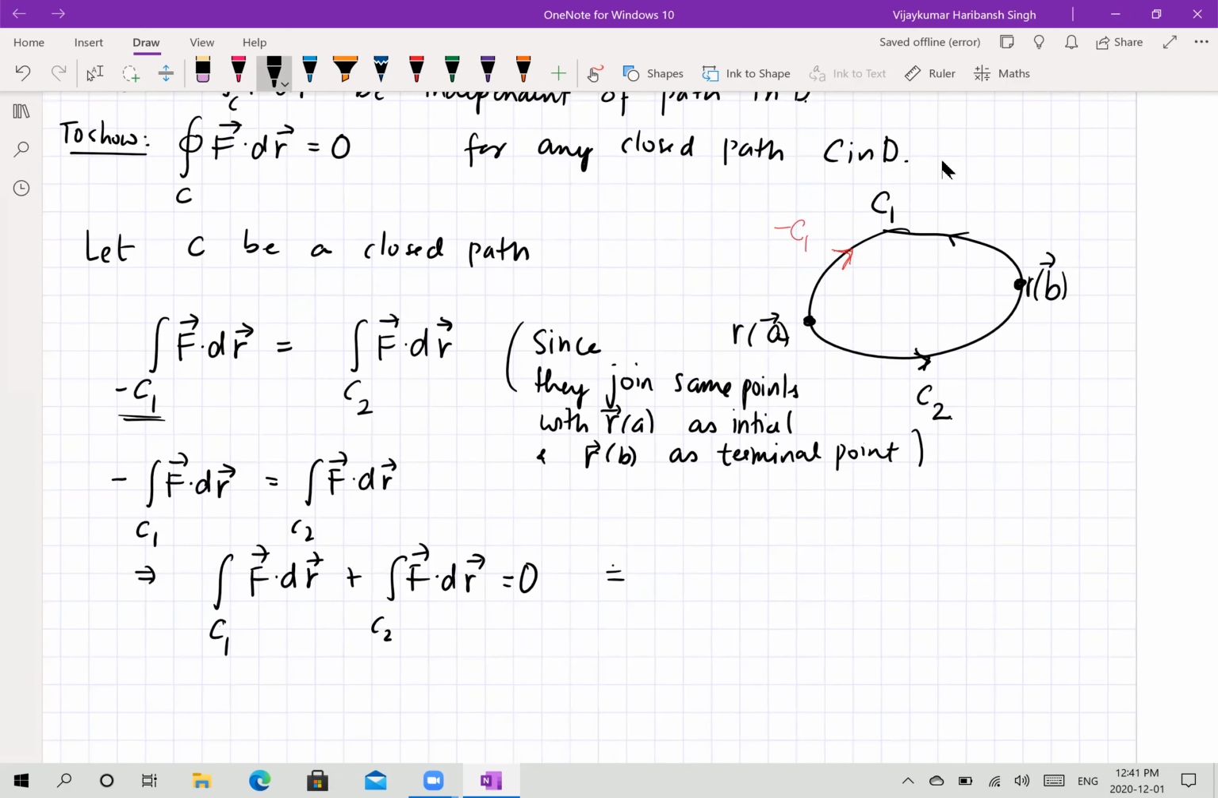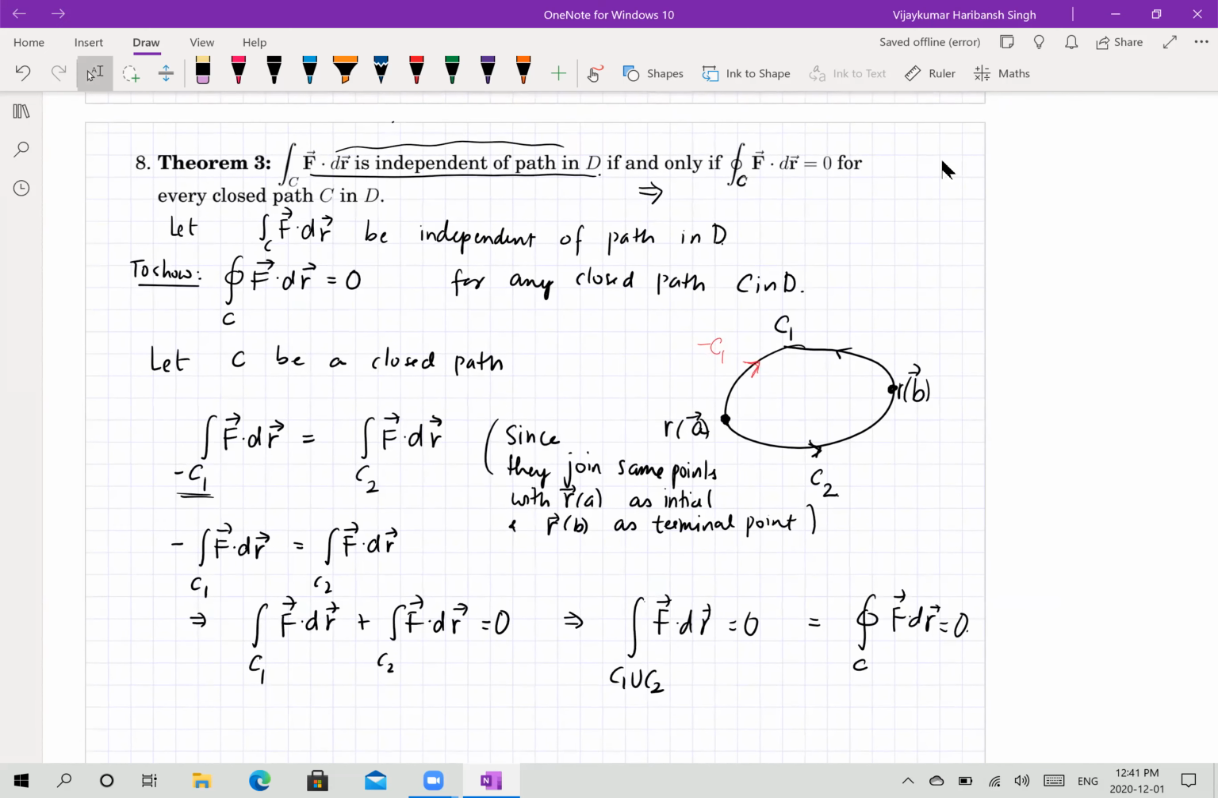So this means the integral over C1 union C2, because C1 ends here and this is where C2 starts, of F dot dr is equal to 0. But what is this equal to? This is equal to the closed integral over curve C of F dot dr equals 0. So you have proved the following: if F dot dr is independent of path, then the closed integral along curve C of F dot dr is 0 for every closed path C in D.